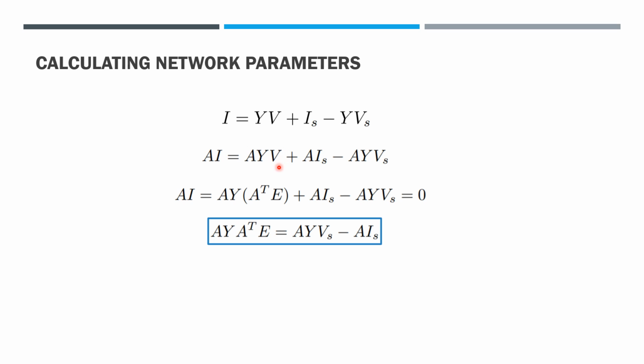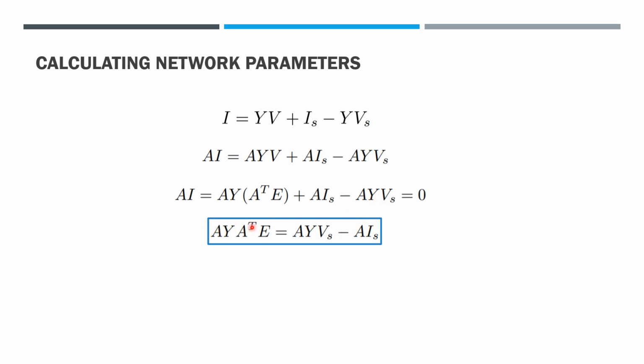We have derived KVL and KCL in the previous slide. That says V is equal to A transpose E and AI is equal to 0. Let's put these values in this equation. We will get AI is equal to 0 is equal to AYA transpose E plus AIs minus AYVs is equal to 0. From this equation, we will get AYA transpose E is equal to AYVs minus AIs.